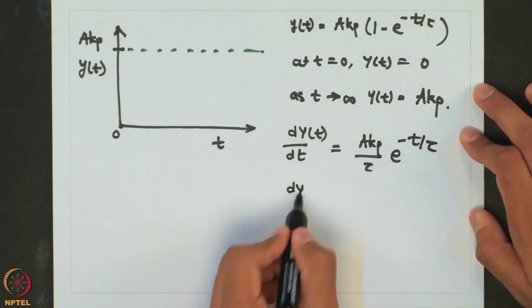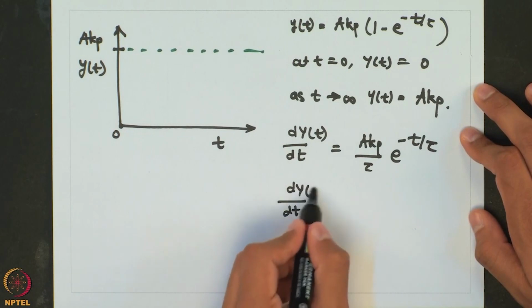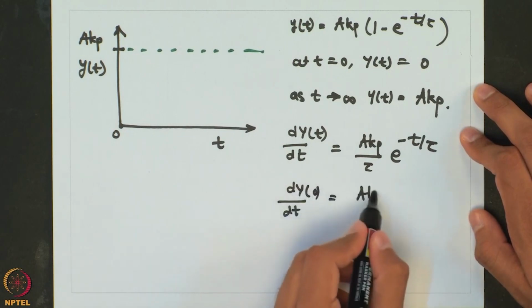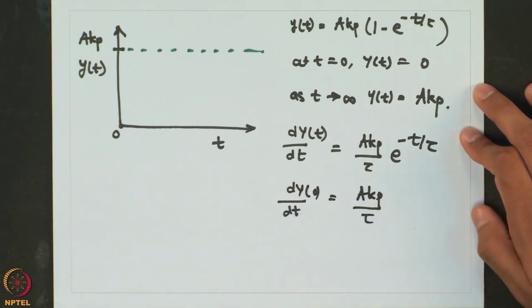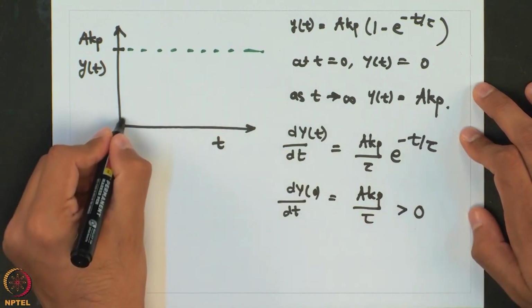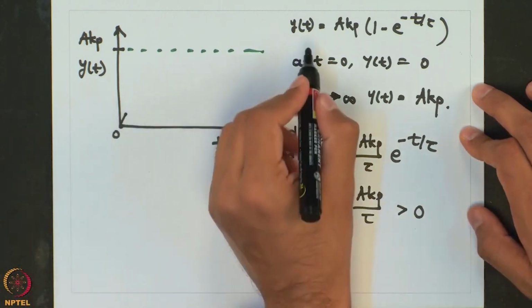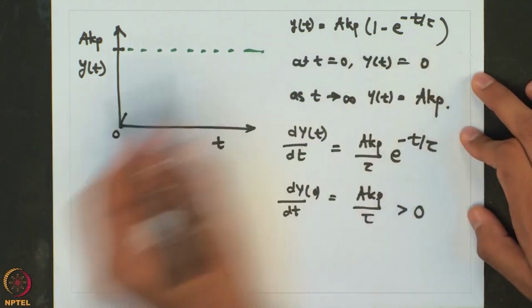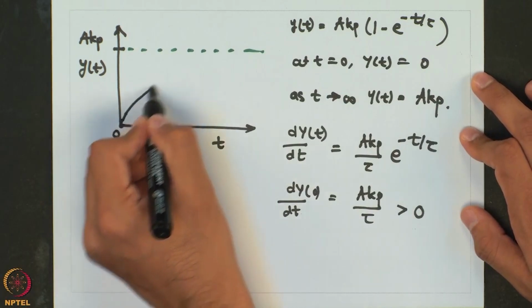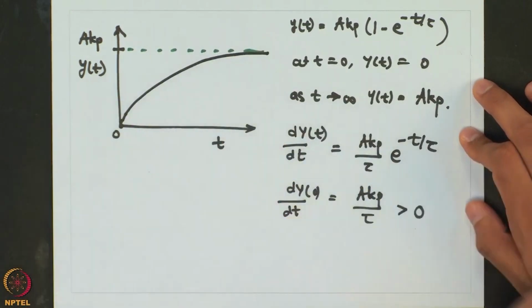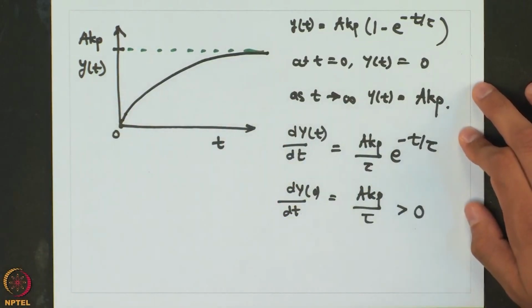If we look at the derivative at time t equal to 0, it will be AKP over tau, which is greater than 0. So, our response will have a positive slope at time t equal to 0. The response is going to kick off at time t equal to 0, and if we simulate or plot the actual values of this function, the response would look like this.